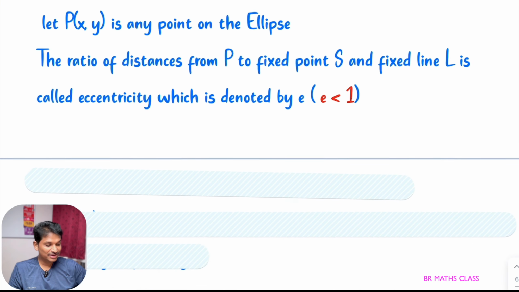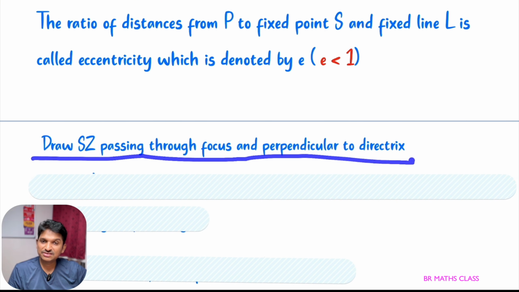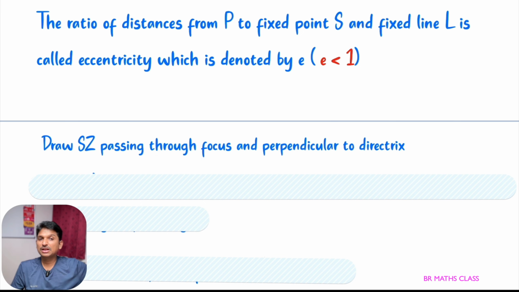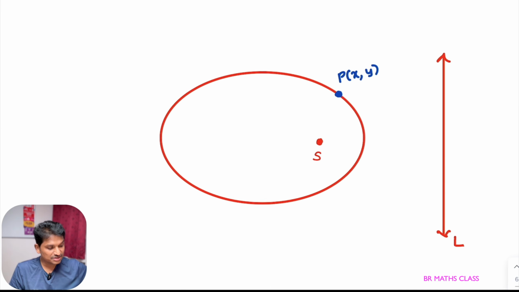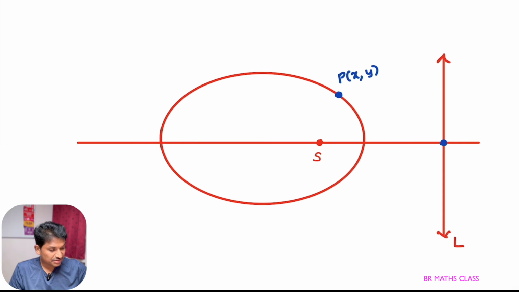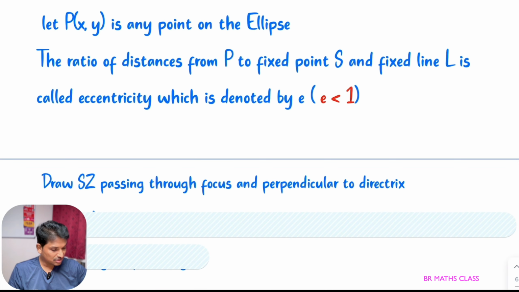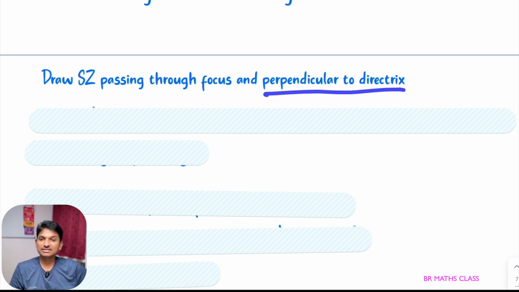Now, we'll move to the next. Now, you draw SZ, which passes through the focus and is perpendicular to the directrix. We'll draw it here. Observe this diagram. Now, I'll draw SZ. You observe this point is there, I take it as Z. Draw SZ. Please observe this is SZ passing through the focus and perpendicular to the directrix. The same point is written: draw SZ passing through the focus and perpendicular to the directrix.